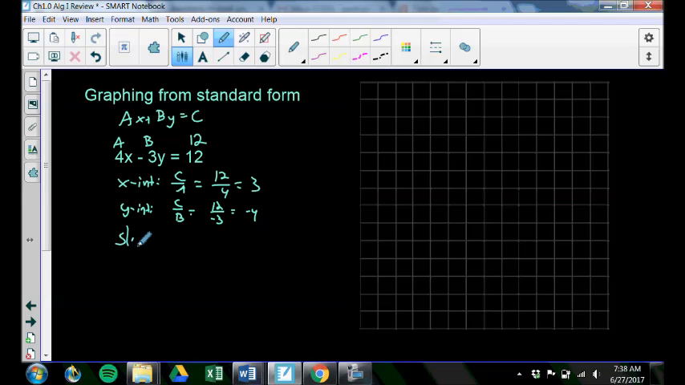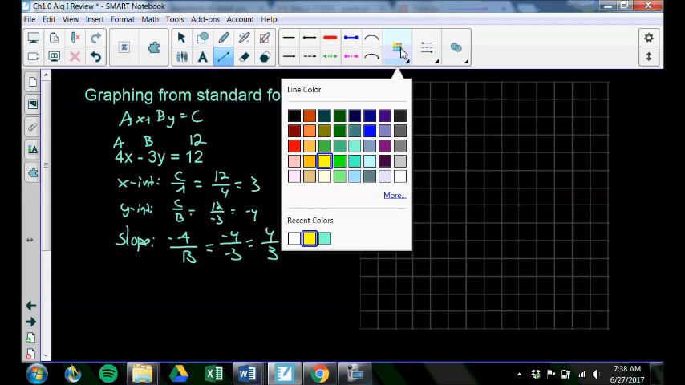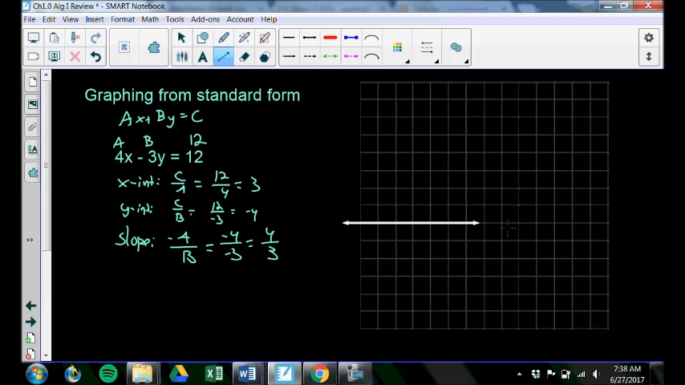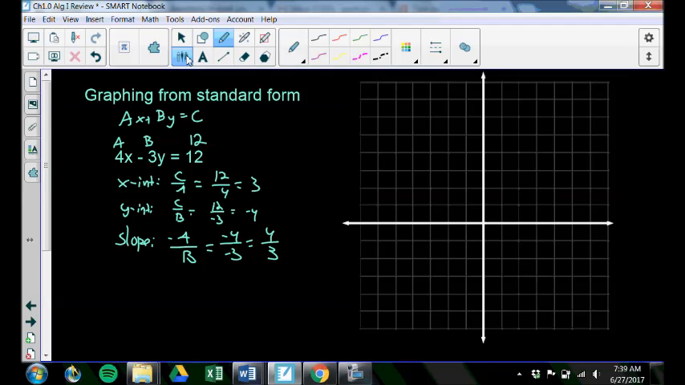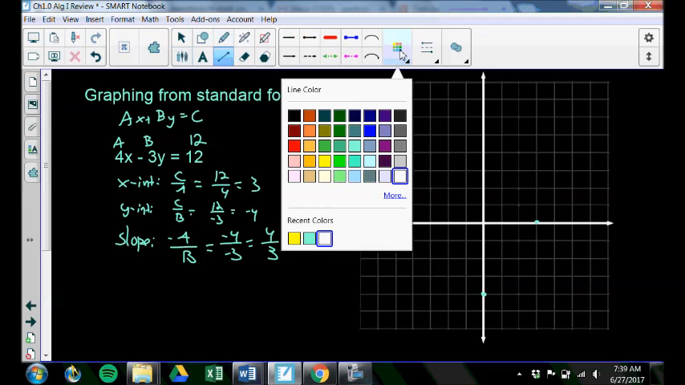And the slope, a lot of people don't know this one, but the slope can actually be found by doing -a over b, which is -4 over -3. The negatives cancel, so the slope is just 4/3. X-intercept 3, y-intercept -4. This is another graph I can put right in the middle. I'm thinking through where my points are and how much space I have on my graph. So x-intercept at 3, y-intercept at -4. Slope should be up 4, right 3, which it is. And I graph this.